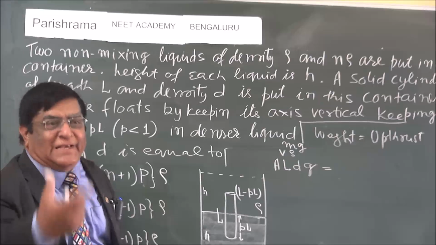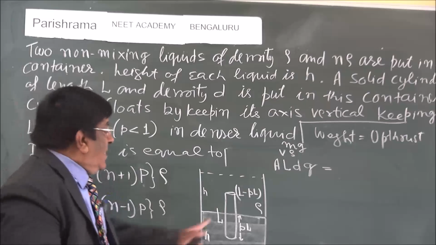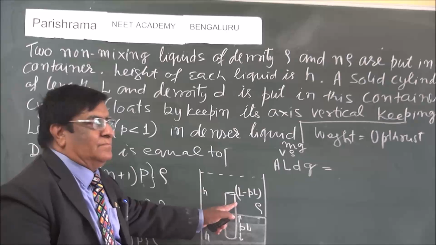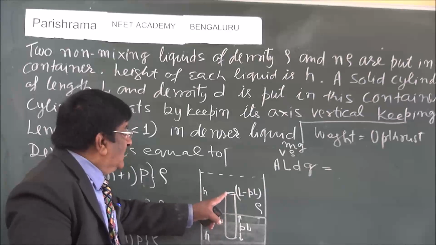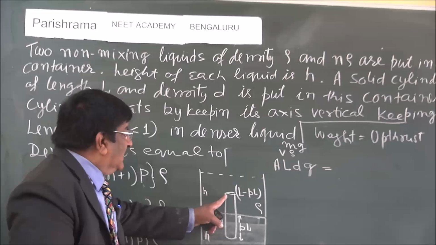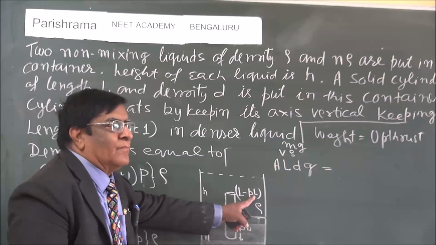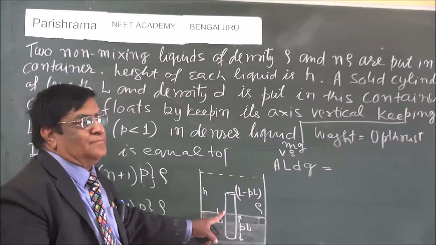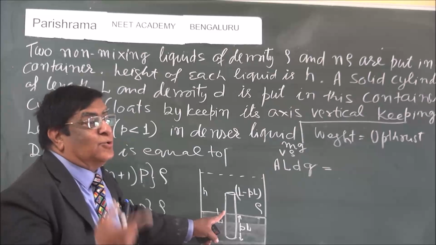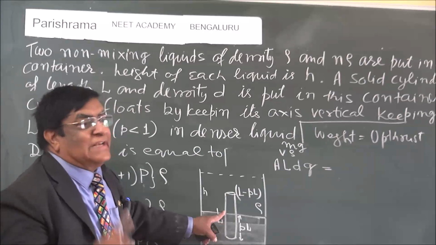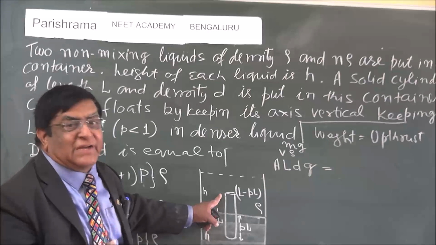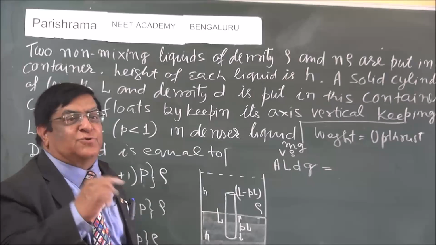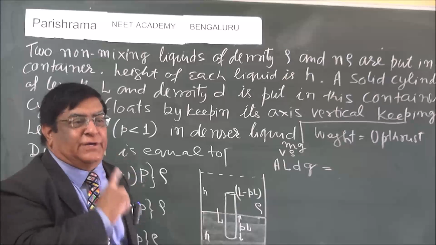According to the volume displaced. Now, how much volume of this liquid is displaced? How much is this area? A. How much is this length? Area multiplied by length is volume. Multiplied by density. Whose density? Density of the liquid, because what we are calculating? Upthrust. In upthrust, multiplication in the volume is to be done by density of the fluid.